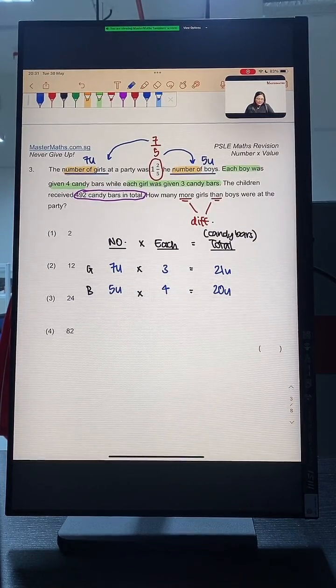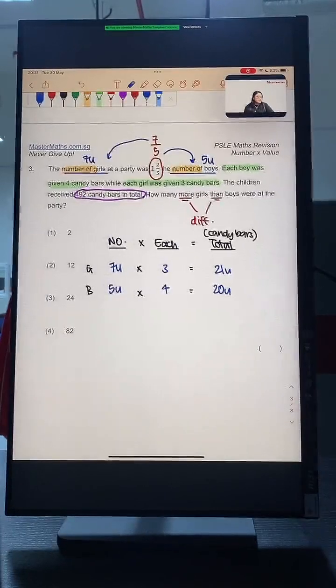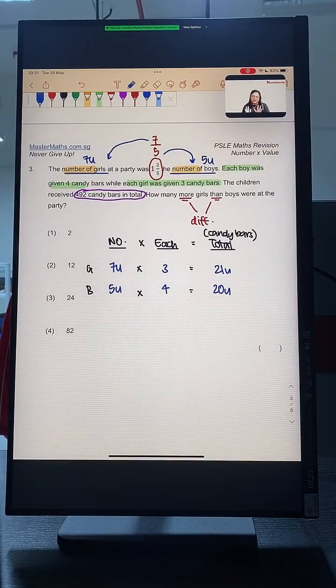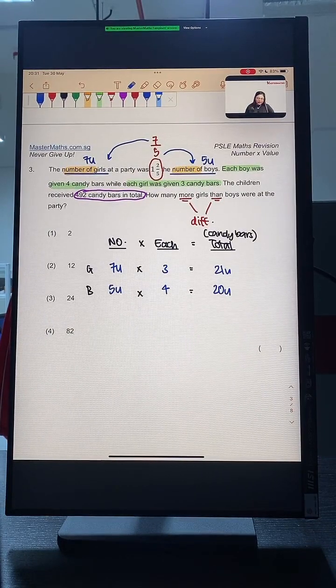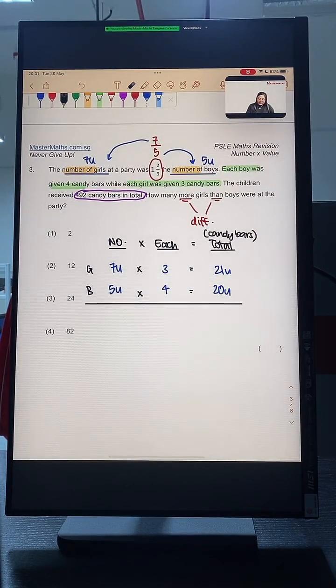Do we understand this table now? This is just a table to organize our information. We have the number of people, and how many candy bars each of them received. So we create this table to come up with an organization. Then we have the total column. Write the total in just the units column.